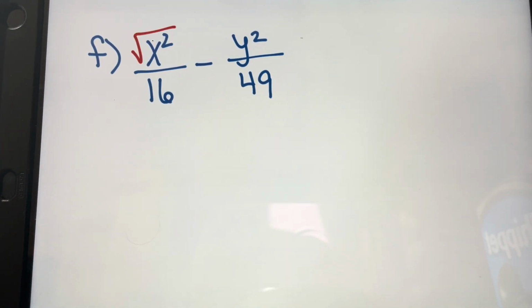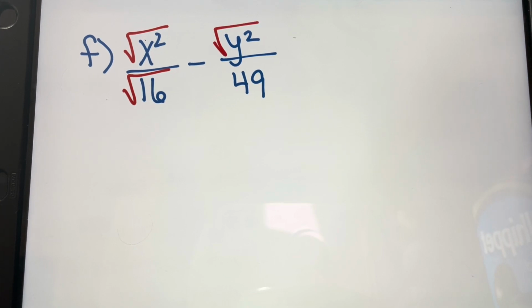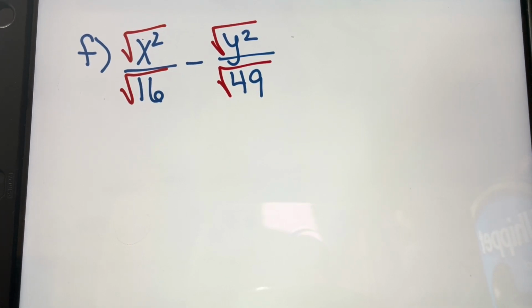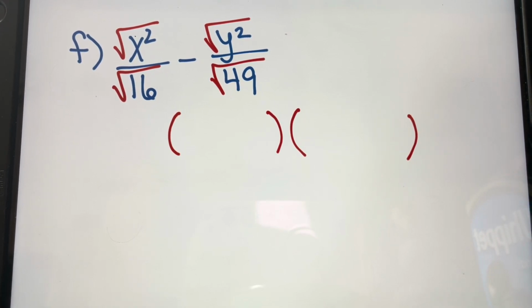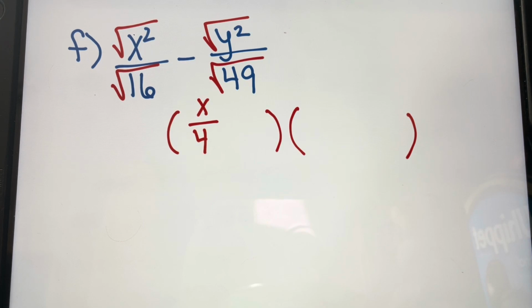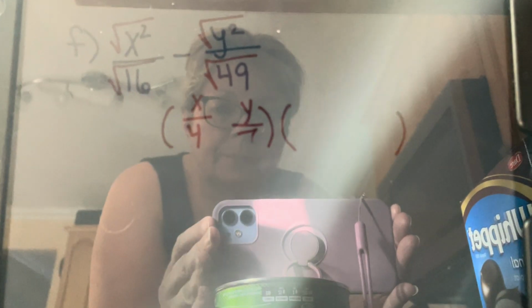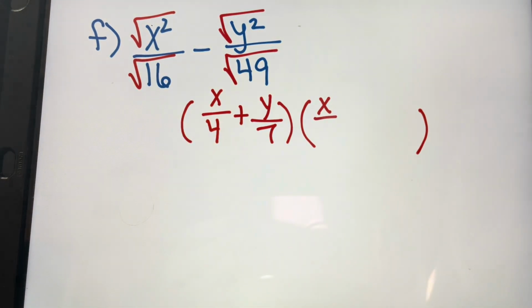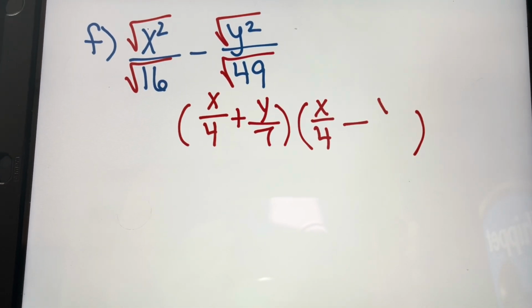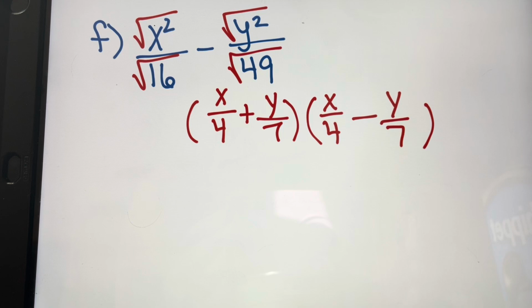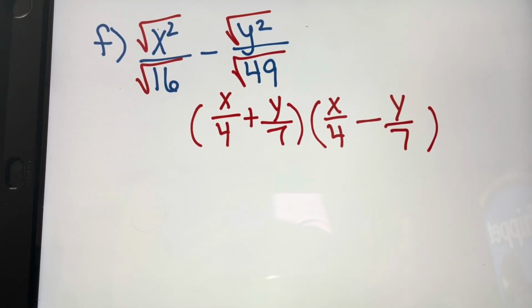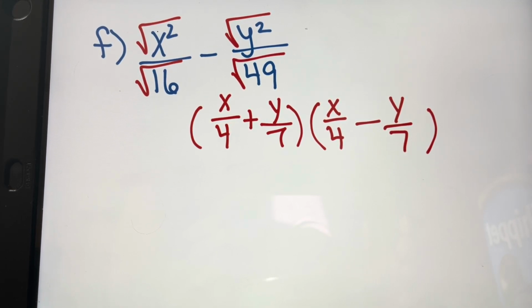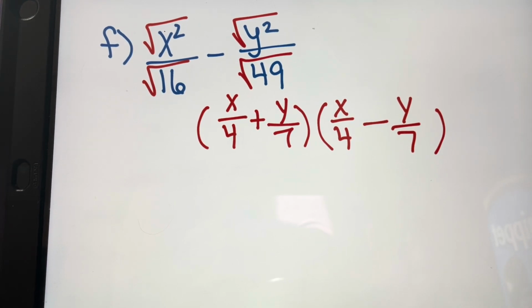For this one, you can definitely factor it even though it's a fraction. Each element here can be taken as square root. You would have x over 4, y over 7, plus x over 4 minus y over 7. So you can factor if they're perfect squares and there's a minus in the middle. You can factor using the same strategy, even when it's a fraction. Okay, trinomials are next.